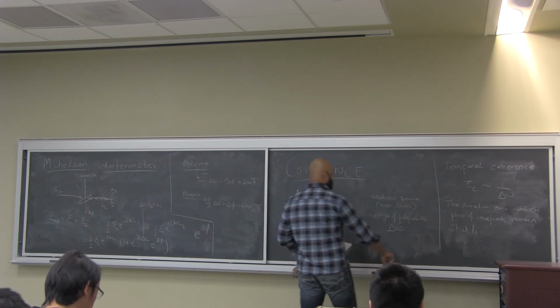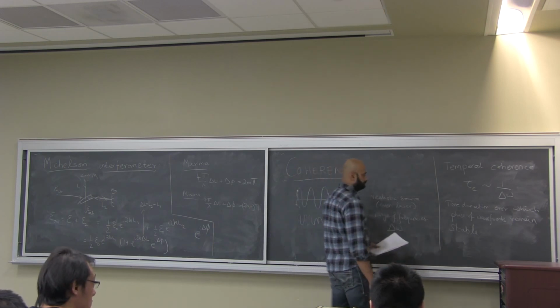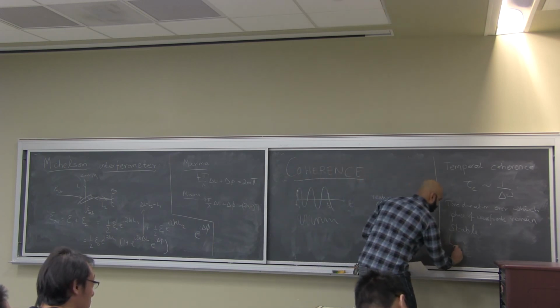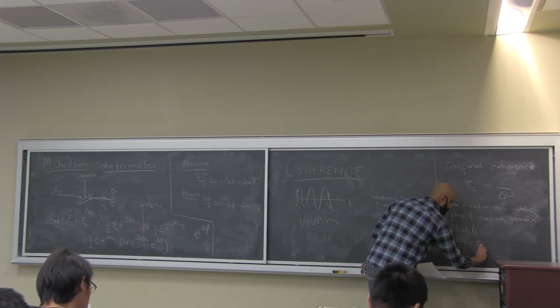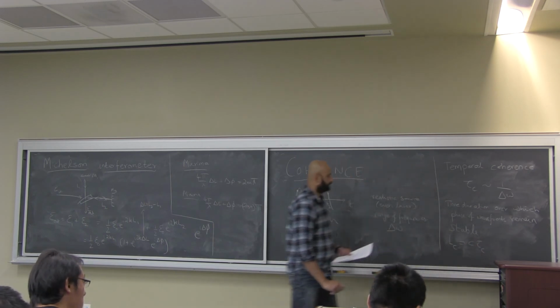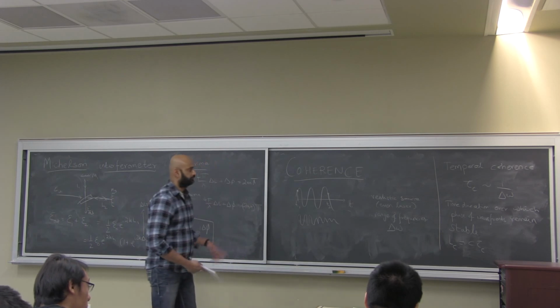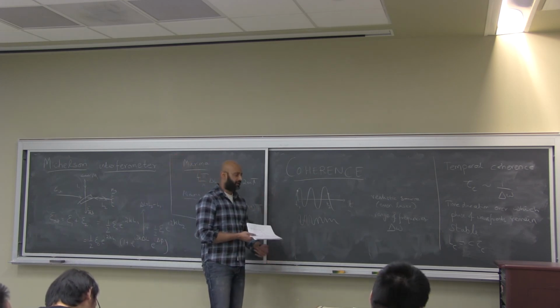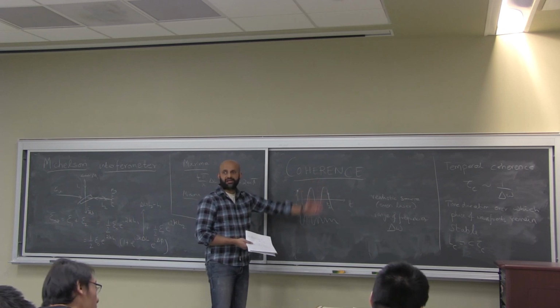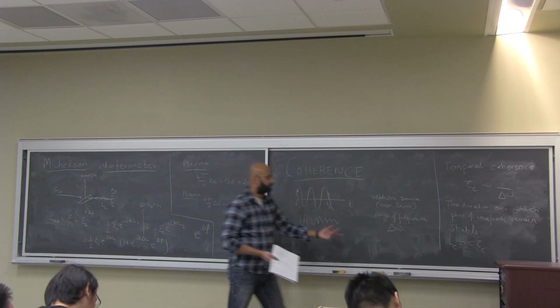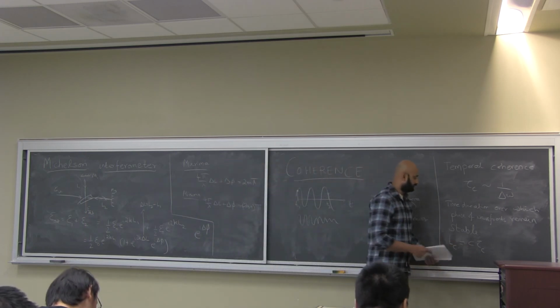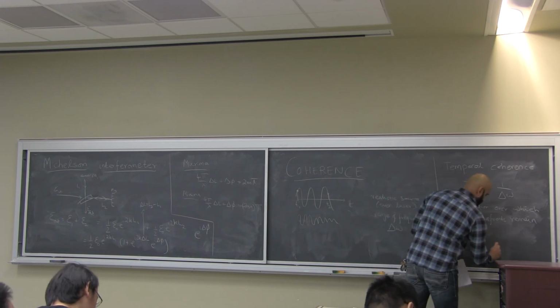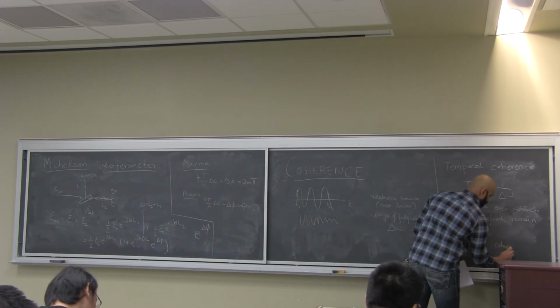We can also define something called a coherence length, Lc, which is simply c times tau C. And what this implies is, of course, in a wave, right, you can interchange between the propagation distance and the time by simply multiplying by the velocity. So this is the coherence length.